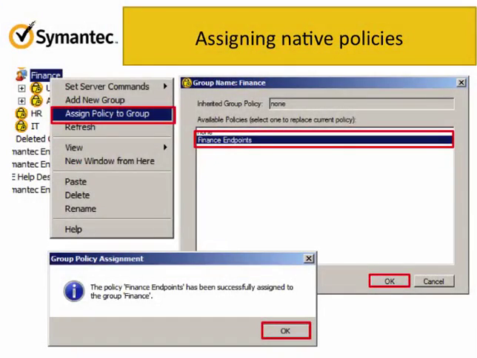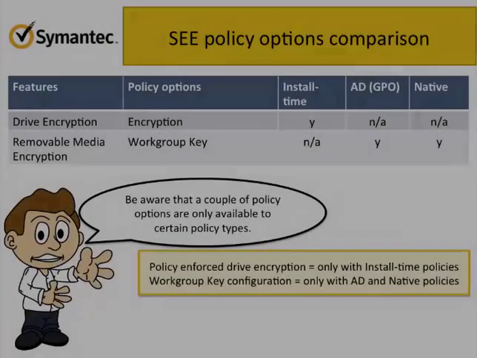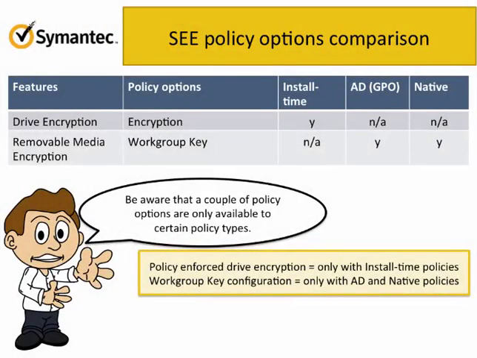To assign a native policy to a computer, subgroup, or group, from the Management Console under Symantec Endpoint Encryption Managed Computers, locate and highlight the recipient computer, subgroup, or group of the policy. Click the policy, locate the native policy to be assigned to this group within the dialog, and highlight it. Then click OK to dismiss the confirmation message. Be aware that a couple of policy options are only available to certain policy types. Policy Enforced Drive Encryption only works with install time policies, and Workgroup Key Configuration only works with Active Directory and native policies.